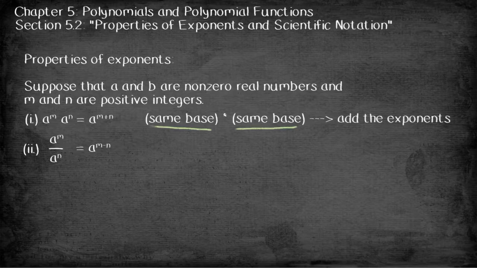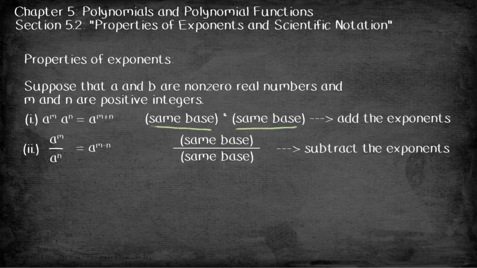Next up, we have a kind of similar idea, but with division. So if you're dividing two exponentials, a to the m divided by a to the n is equal to a to the m minus n. So in other words, if you're taking the same base exponential and you're dividing it by the same base exponential, you are subtracting the exponents. Namely, you're taking the exponent of the denominator away from the exponent of the numerator.